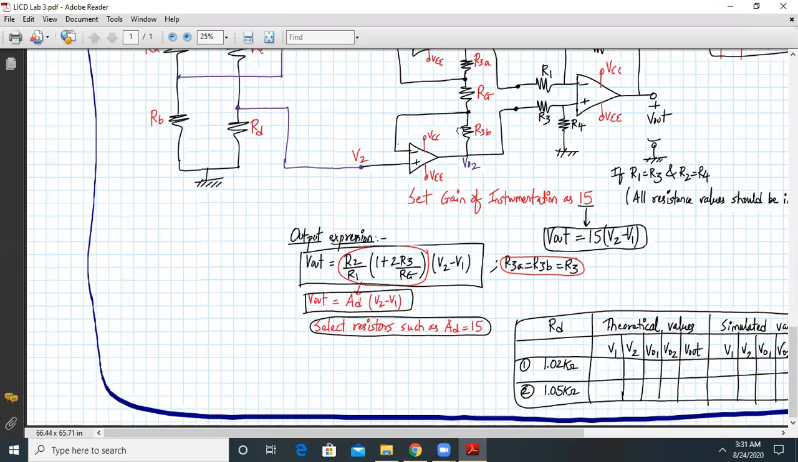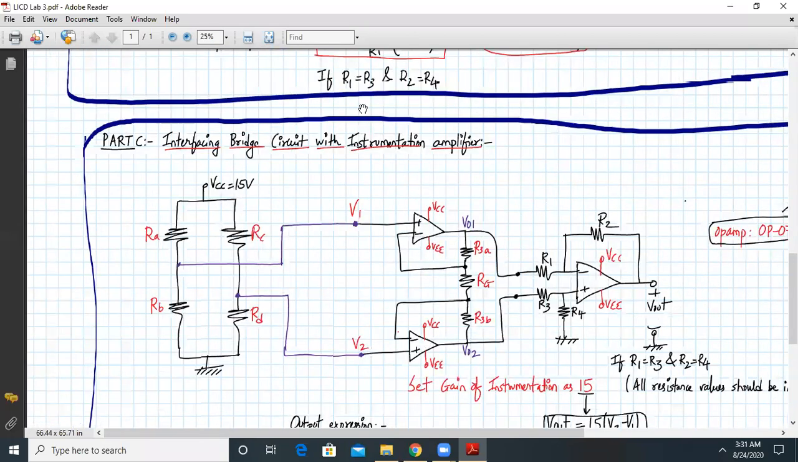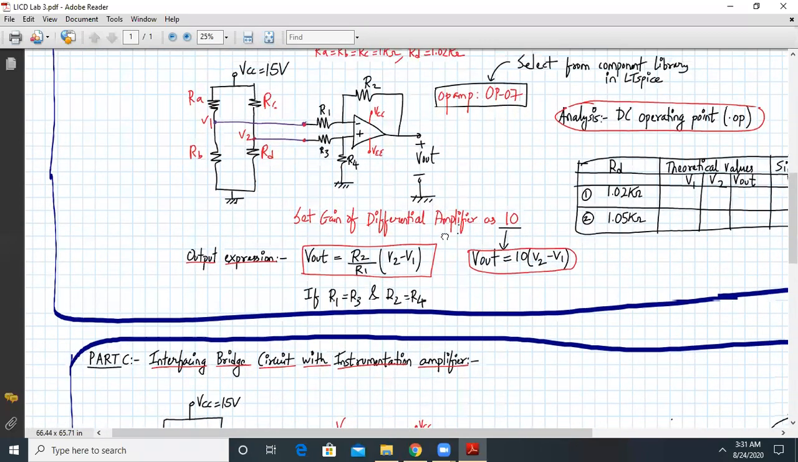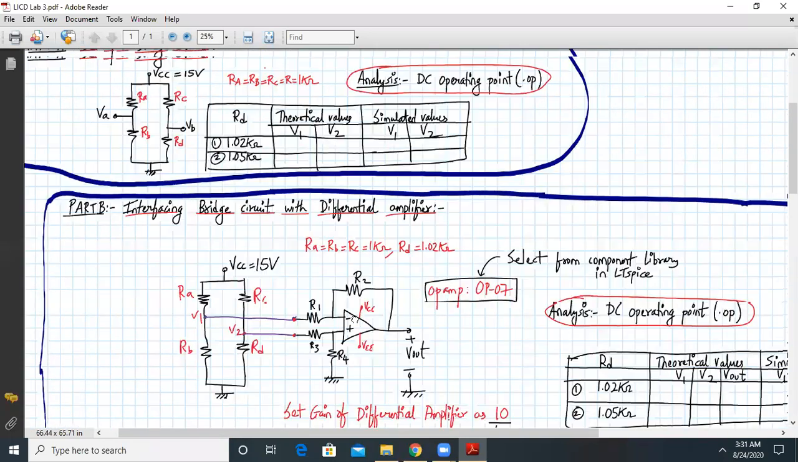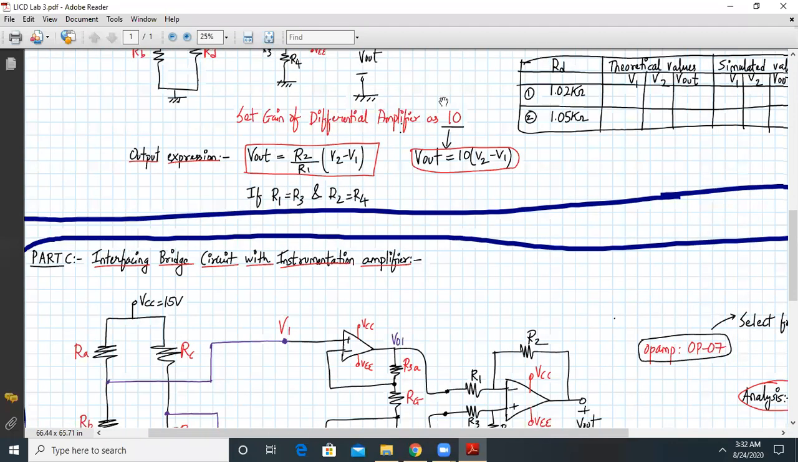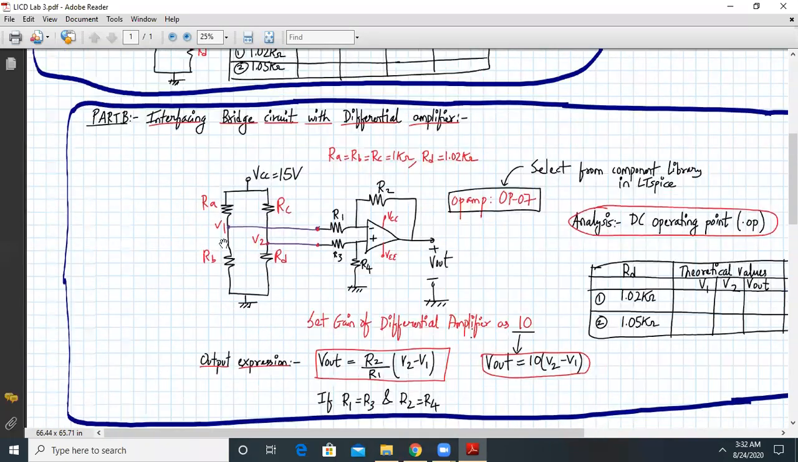So this is all about lab number 3 for LICD. It has three parts. Part A will be setting up the bridge circuit. Part B will be interfacing the bridge circuit with the differential amplifier, and part C will be interfacing the bridge circuit with the instrumentation amplifier.